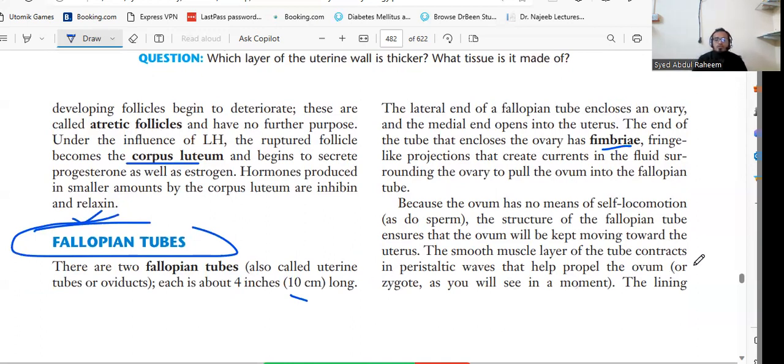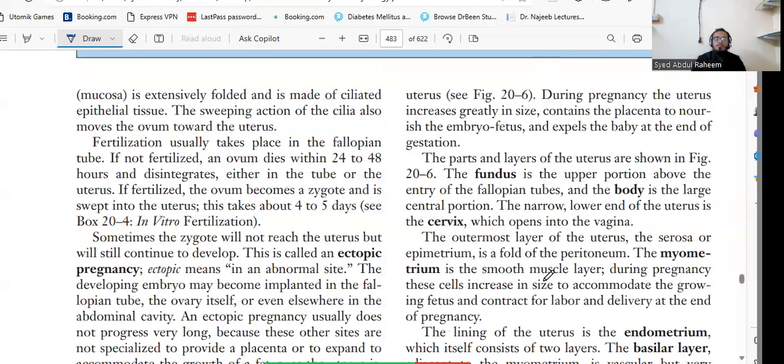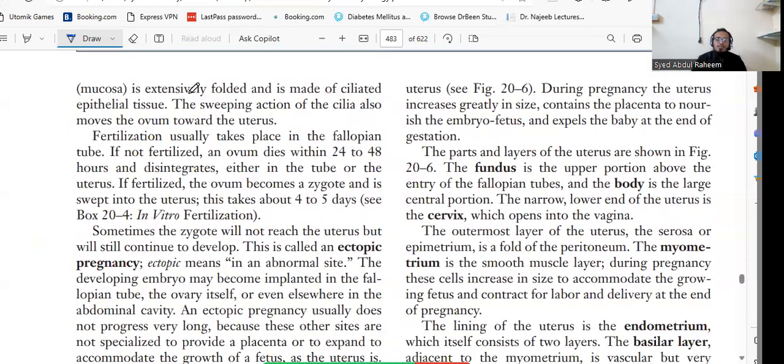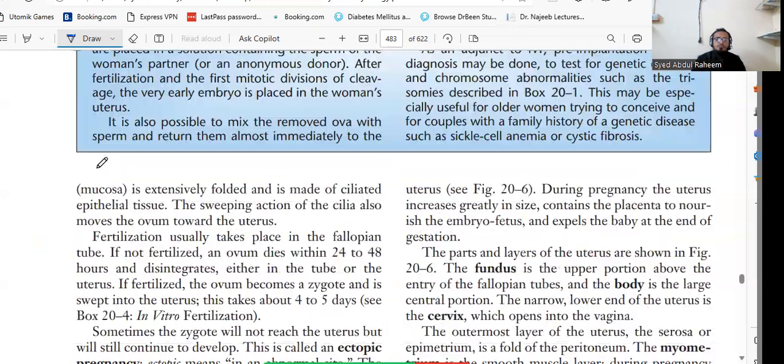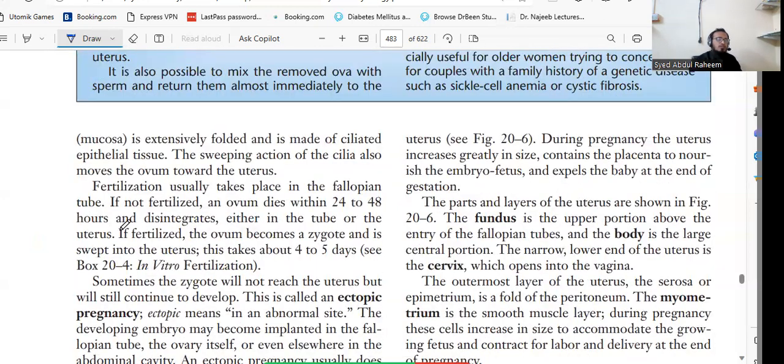The smooth muscle layer of the tube contracts in peristaltic waves that help propel the ovum. The lining is extensively folded and is made up of ciliated epithelial tissue. The sweeping action of the cilia also moves the ovum towards the uterus.